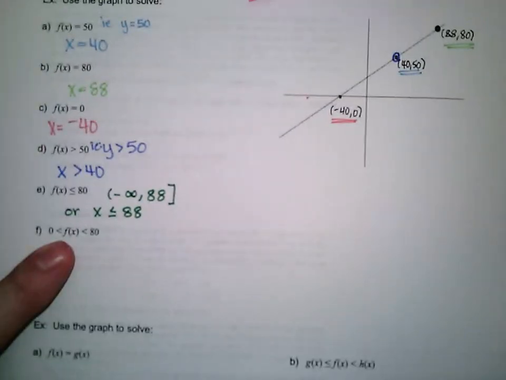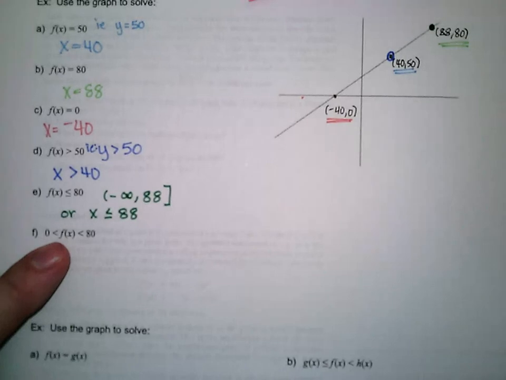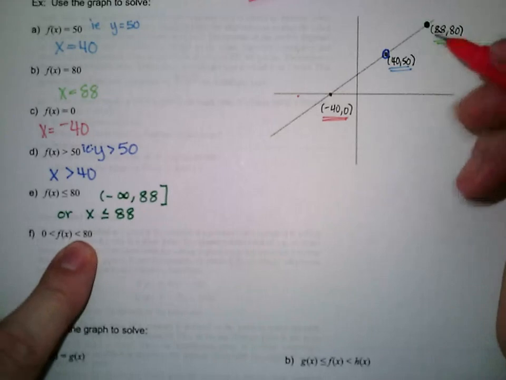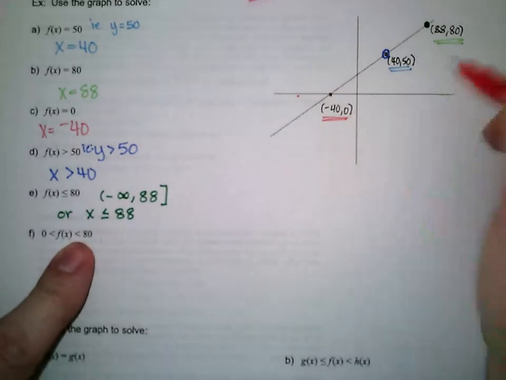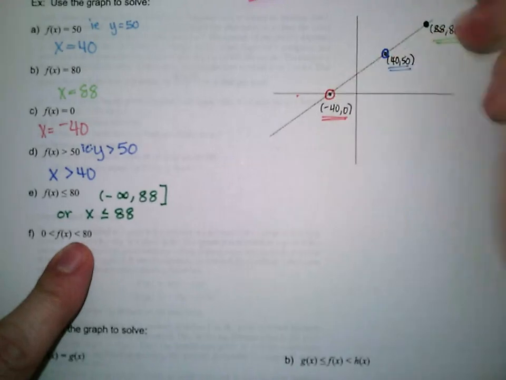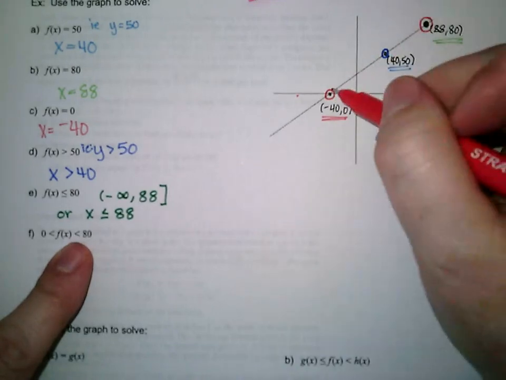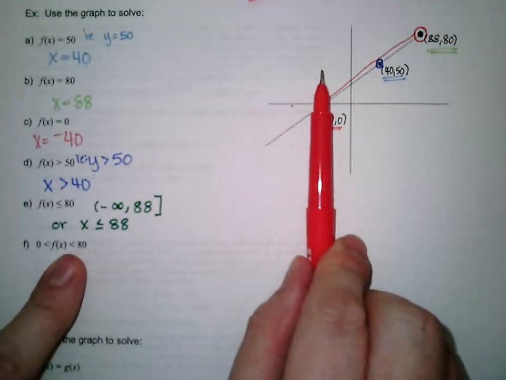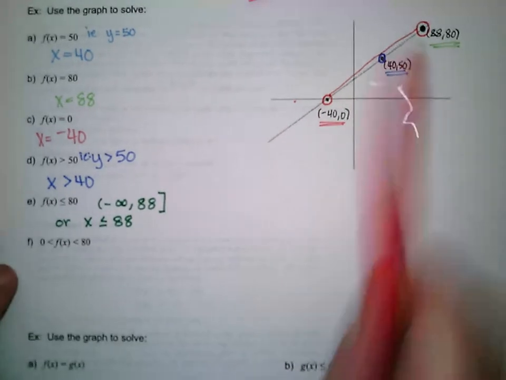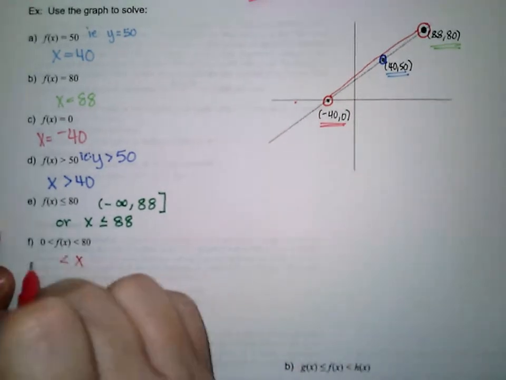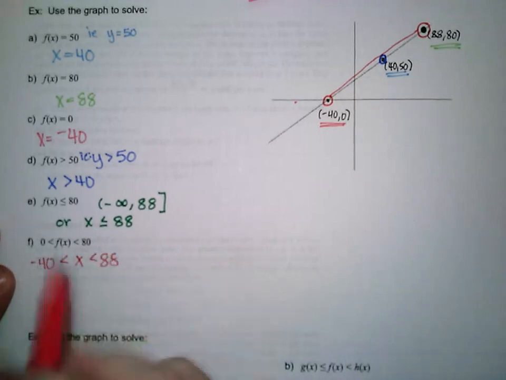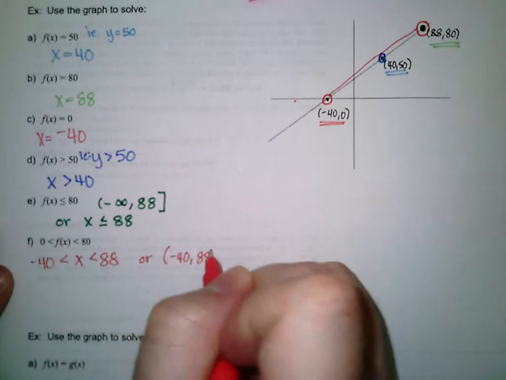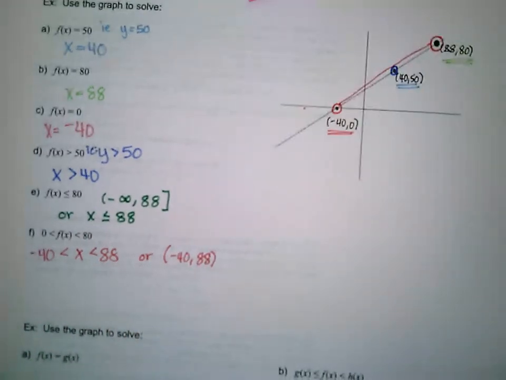Okay, where is f of x between 0 and 80, but not including 0 and 80? So f of x is my y value, so I'm looking for where the y value is between 0 and 80. So between here and here. So I'm looking at only this part of the function. So that would be my x values in between negative 40 and 88. So x values between negative 40 and 88, but not including them because those were open circles. So that would be negative 40 to 88 in interval notation, both with parentheses.